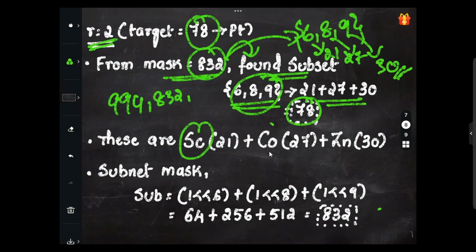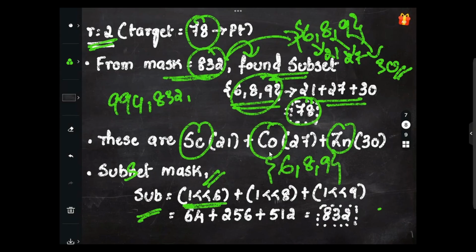This one is Sc, Co, as well as the Saturn. 21, 27, as well as the 30. So now the next step is the subset mask, right? I have written subnet mask everywhere, but this is the subset mask. The indices remaining are 6, 8, 9.